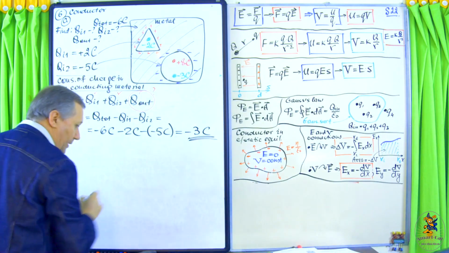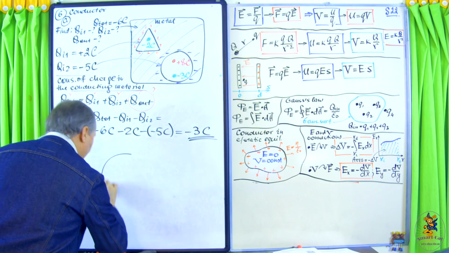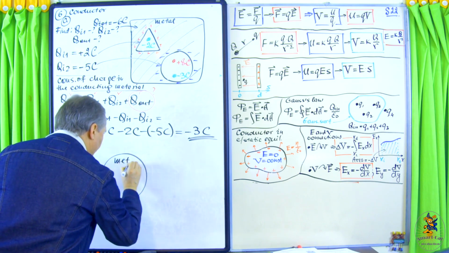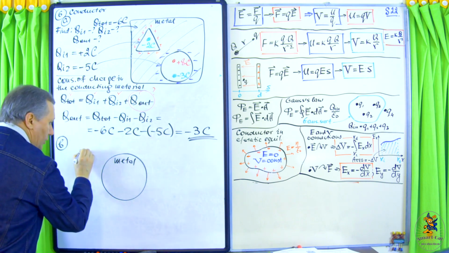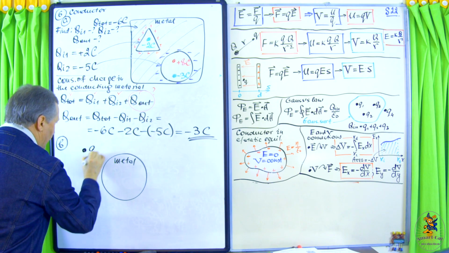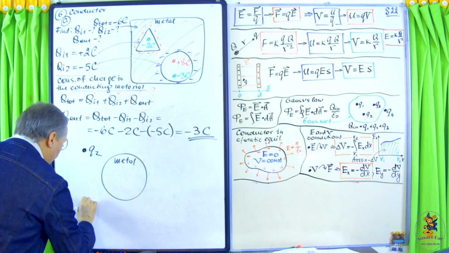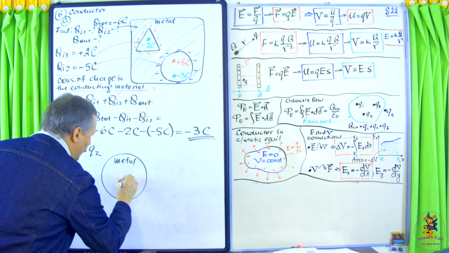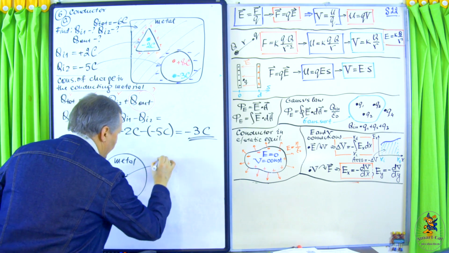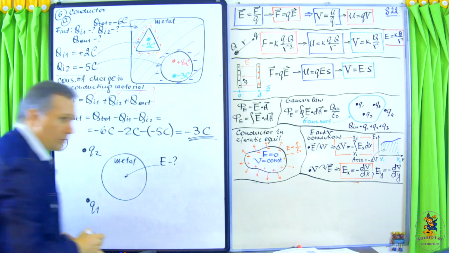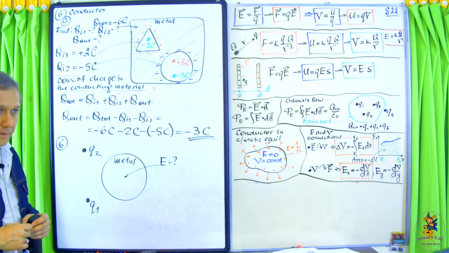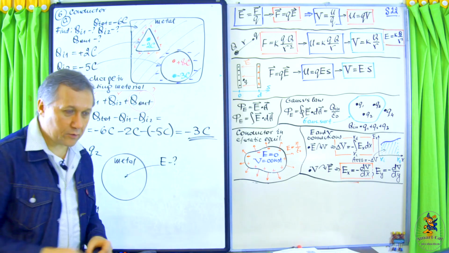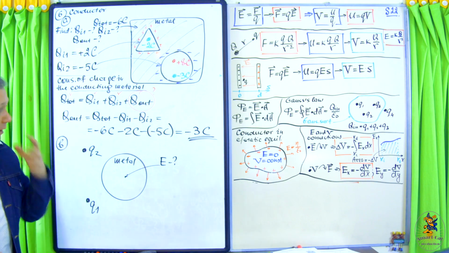Okay, so now next one. Again, it's very similar to the clicker question from the lecture. Let's assume that we have a metal sphere, and let's say we have 2 charges, Q2, and here Q1. And the question is, what's the net electric field at the center of the sphere? And the answer again is, it should be like this immediately, right?